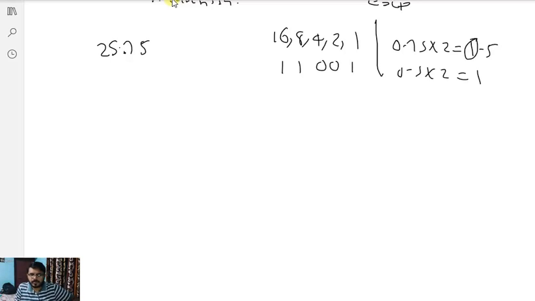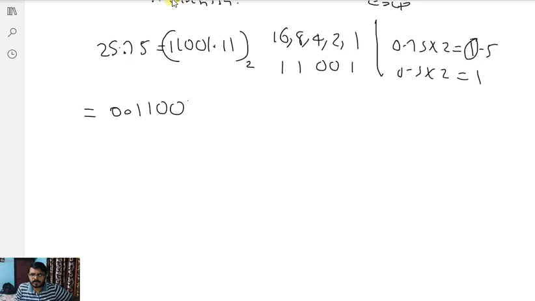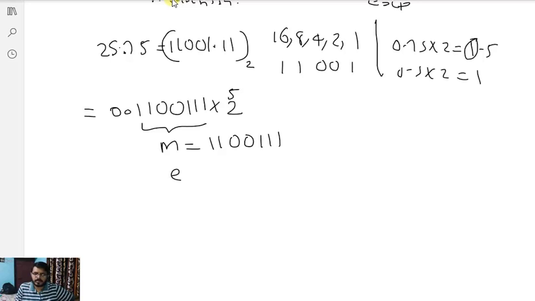So this number 25.75 is equal to 11001.11 in binary number system. Now this can be written as 0.1100111 into 2 raised to 5. Yeah, so what is the mantissa of the number system? Mantissa M is equal to 11001110 and exponent is equal to 5.